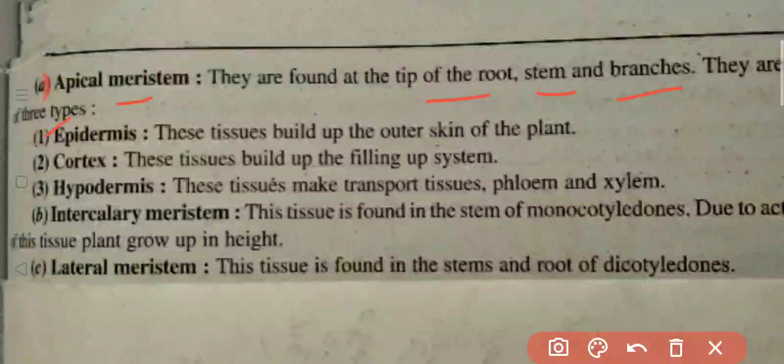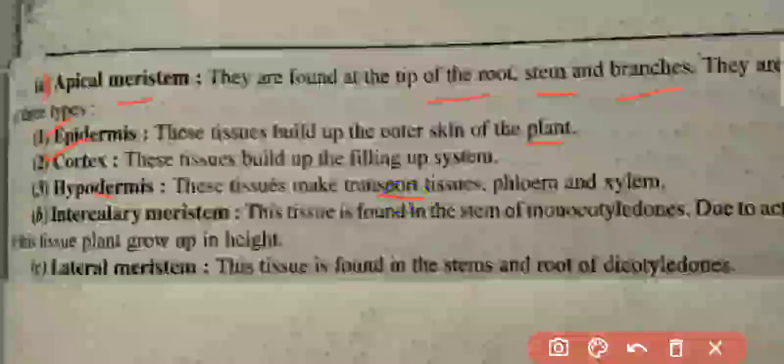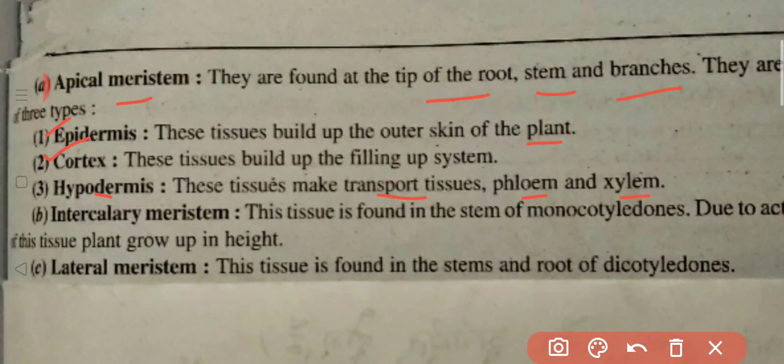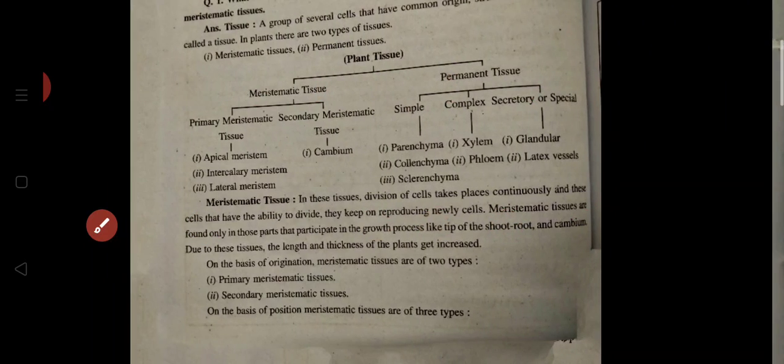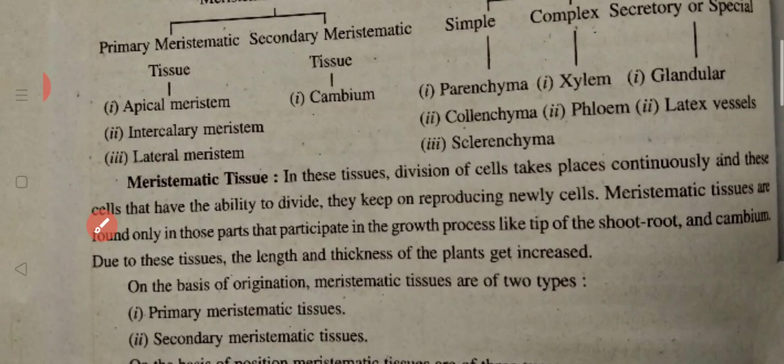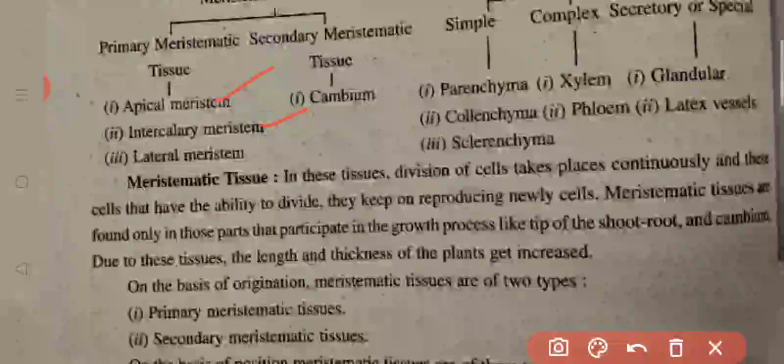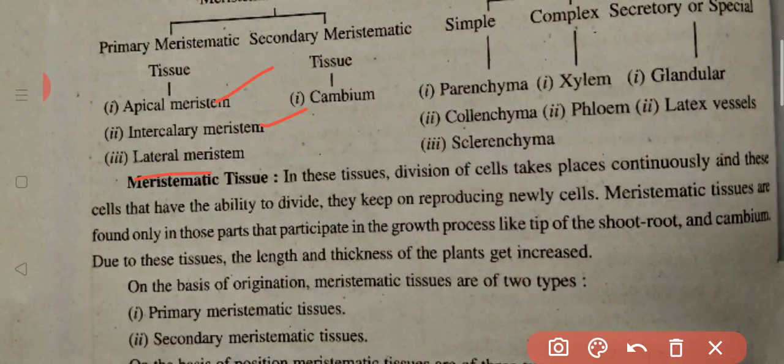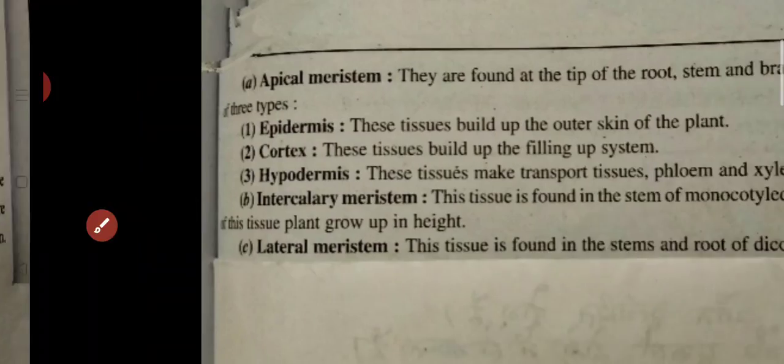First is epidermis. These tissues build up the outer skin of plant. And cortex, these tissues build up the filling up system, and hypodermis, these tissues make transport tissues like xylem and phloem. Second is intercalary meristematic tissue. We are studying here, apical we have read. Now we are studying intercalary, and after this we will read about the lateral meristematic tissue.